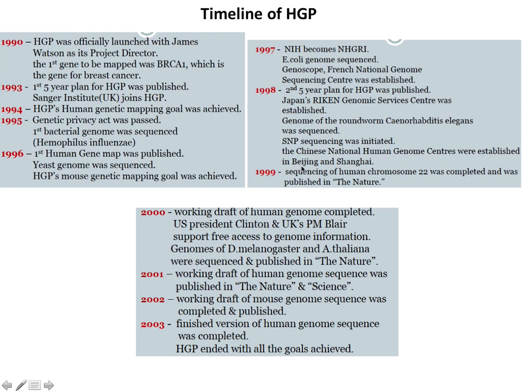In 1998, the second 5-year plan of HGP was published, and then Japan, China, and other countries also got involved in the Human Genome Project. In 1999, sequencing of human chromosome 22 was completed, and it was published in Nature. In 2000, the working draft of the human genome was completed, and in 2001, the working draft of the human genome sequence was published in Nature. And finally, in 2003, the human genome was finished, the finished version of the human genome sequence was completed, and HGP ended with all goals achieved.